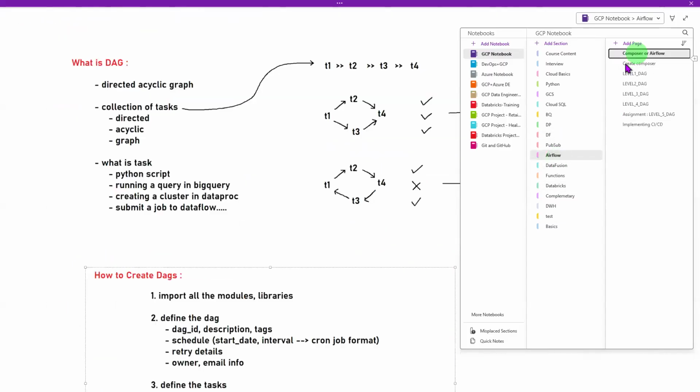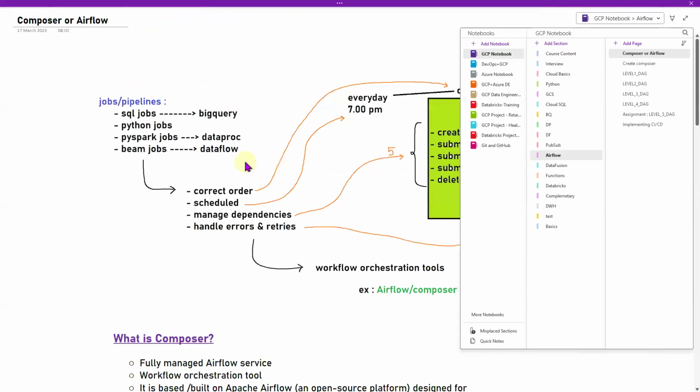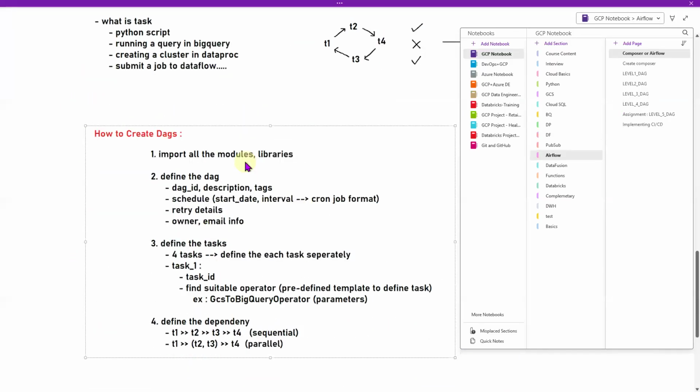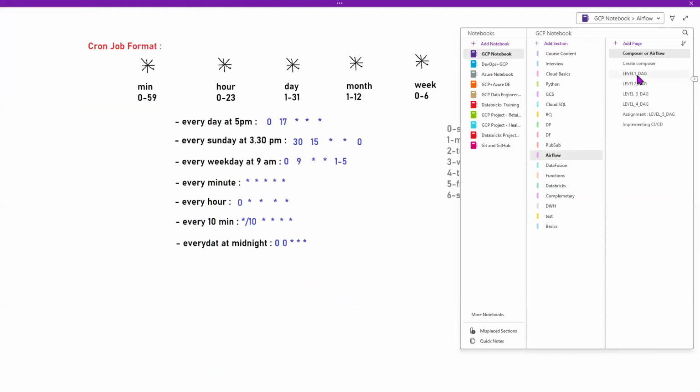Composer or Airflow. What is Airflow? What is workflow orchestration tool? What is composer architecture? What is DAG? How to create the DAG, cron job format.